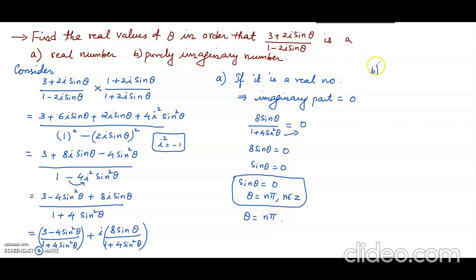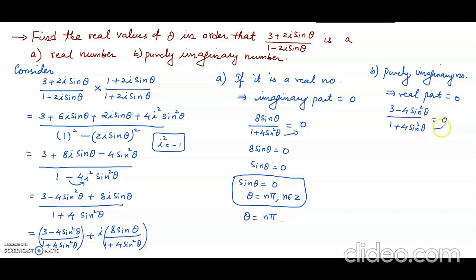Whereas the second case, it is a purely imaginary number. The given number is purely imaginary. This is possible only if there is no real term. So purely imaginary number implies the real part should be equal to 0. So what is the real part? 3 minus 4 sine square theta by 1 plus 4 sine square theta should be 0. Cross multiply, you have 3 minus 4 sine square theta equals 0. 3 equals 4 sine square theta, or you can also write sine square theta equals 3 by 4.